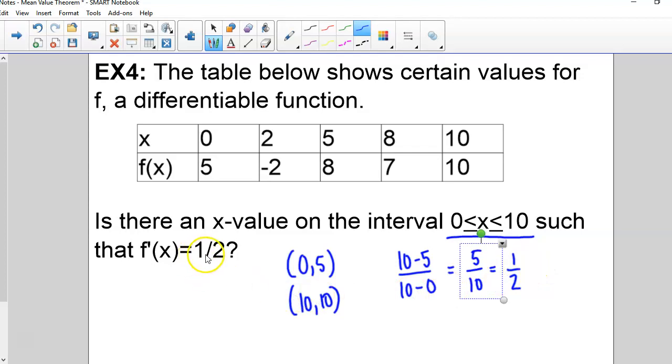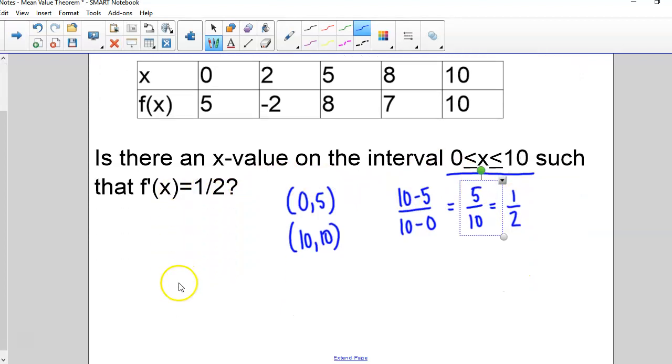And you'll notice that's what they asked us about here. Is there an x value such that the derivative equals 1/2? If we had gotten anything besides 1/2, we would not be able to answer this question. We would have to answer it with I don't know, because you can't prove it. But because this number equals the 1/2 we get over here, we know because of the mean value theorem that there has to be at least one place where the derivative equals the average rate of change. So we would say that f is differentiable.